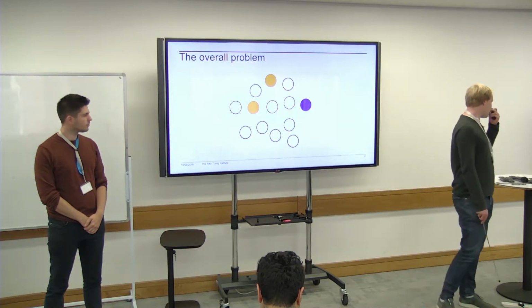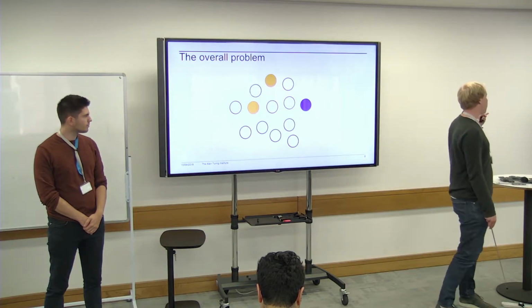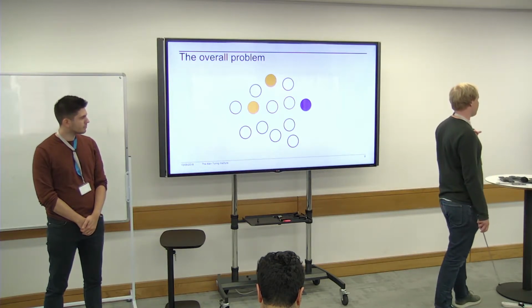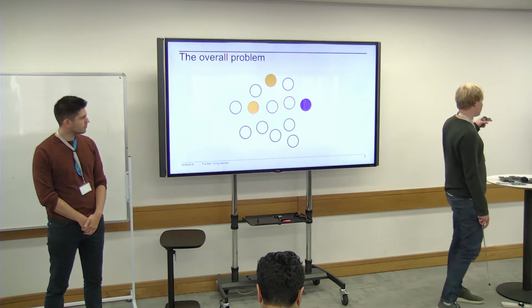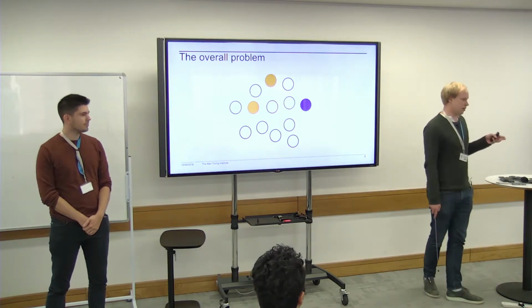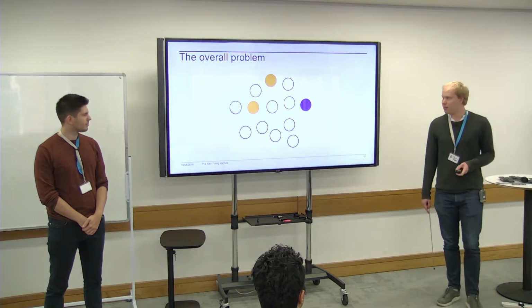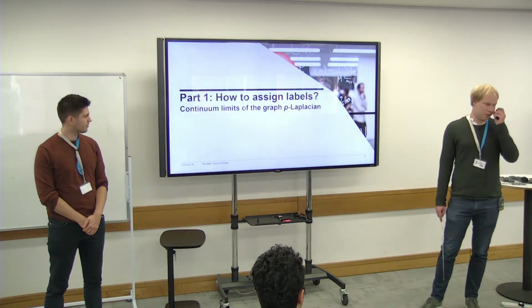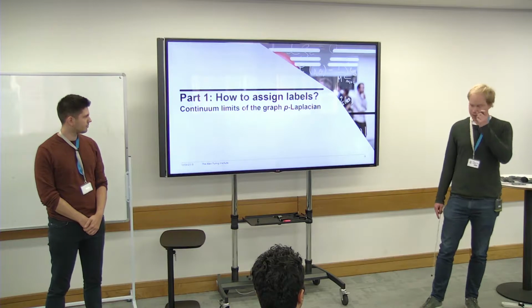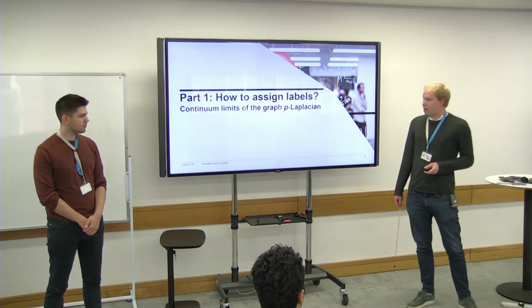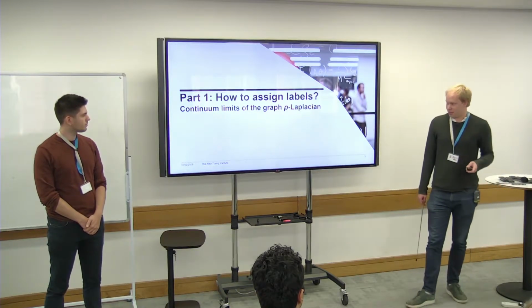And you can kind of see the way that you can think of assigning labels is to say, if points are close to the yellow ones, we want them to look yellow, and if points are close to the blue ones, we'll assign them as blue. So the first question is, how can you do that in a numerical way? And this is where the graph p-Laplacian comes in.